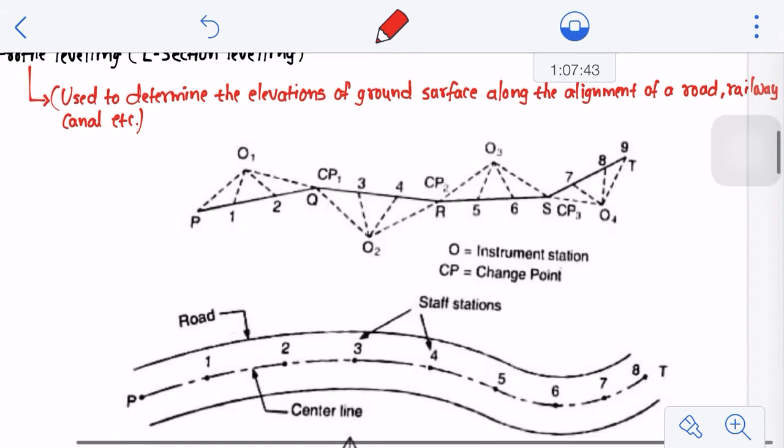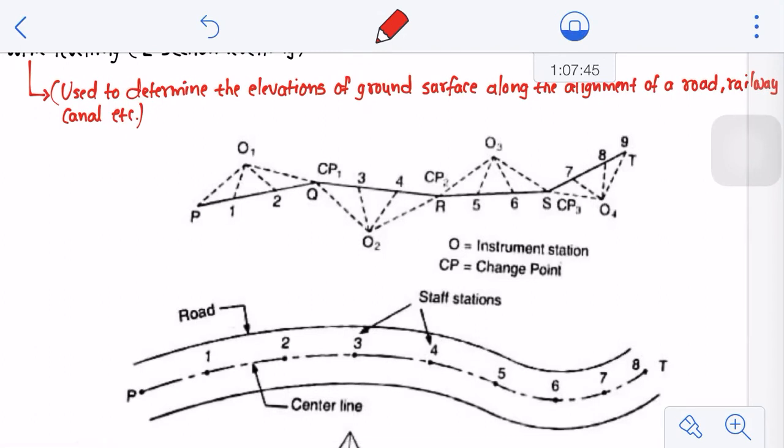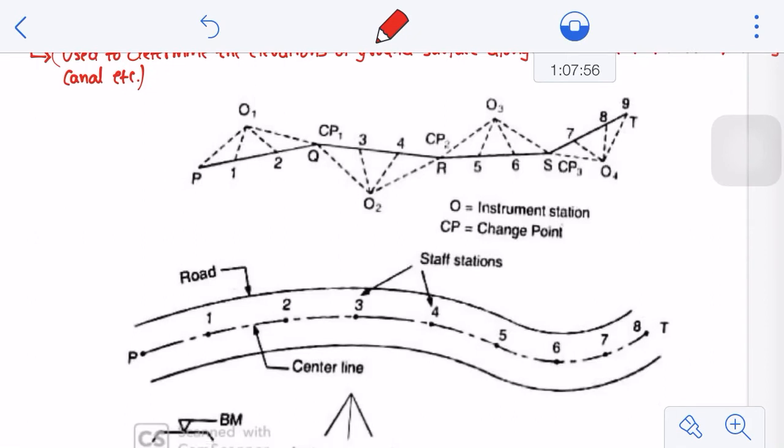So as you can see here in this figure, the first figure indicates the positions of the staffs and the positions of the leveling instruments kept at the time of leveling, and as you are now moving along the alignment, the second figure indicates the road, and these 1, 2, 3, 4 are the stop stations, and now you are moving along the alignment from point P to point T, right?